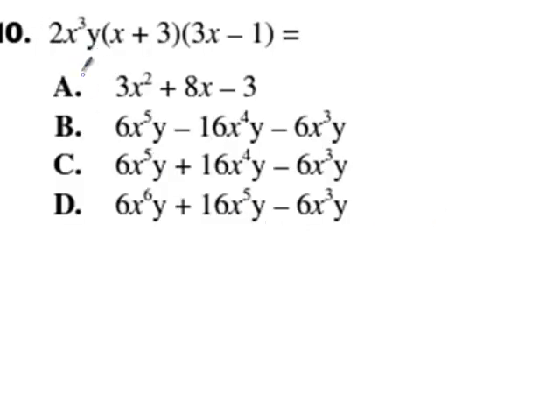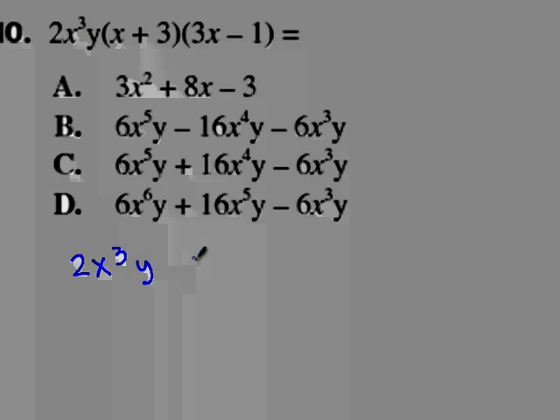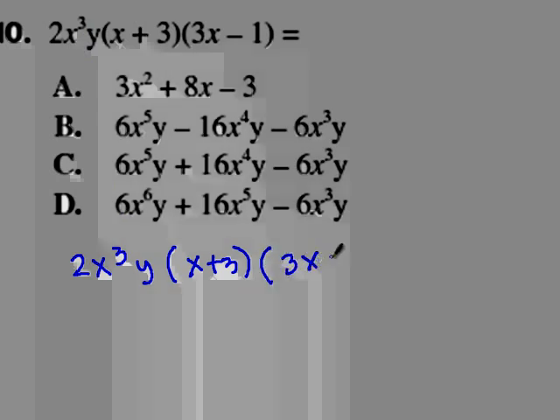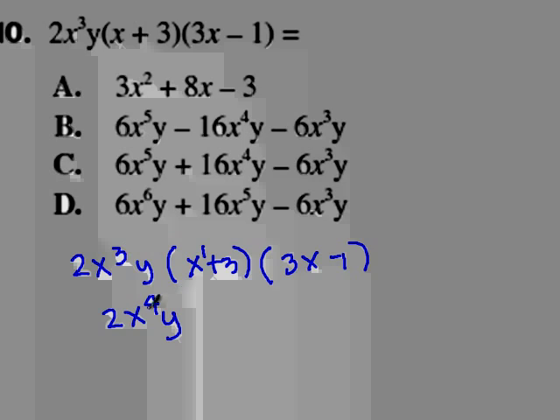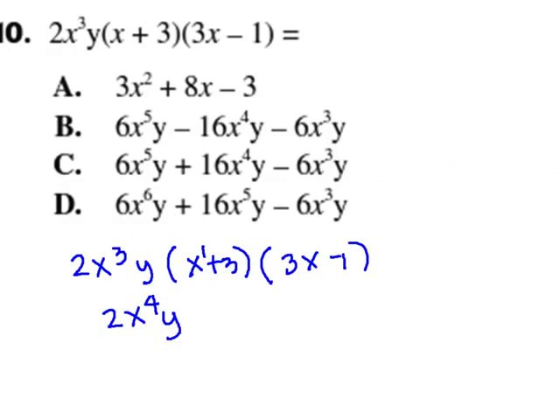This next problem is just the application of multiplication of polynomials. So what we have is 2x cubed y times x plus 3 times 3x minus 1. So what we can do is multiply the first term by the second factor. So we can distribute. 2x cubed y times x is 2x to the 4th y. This is exponent 1, so 3 plus 1, we have 4. Then distribute again.